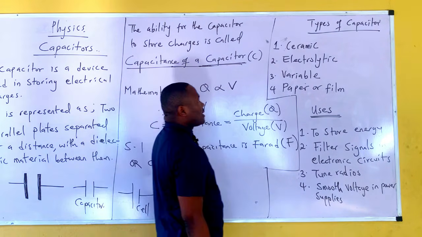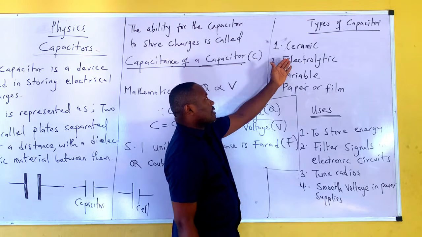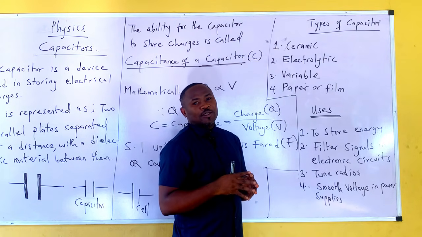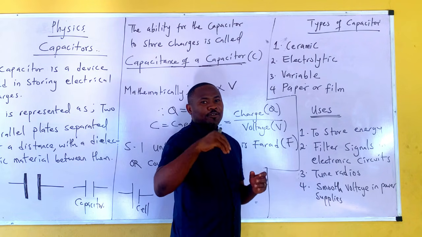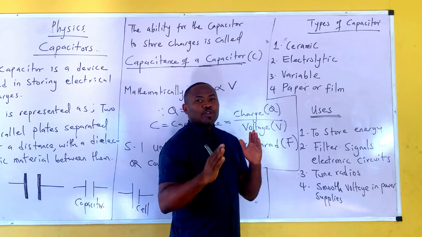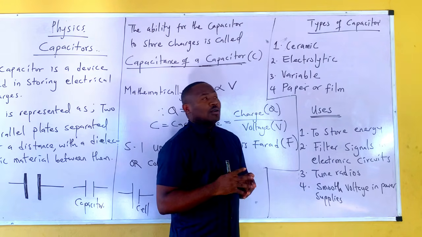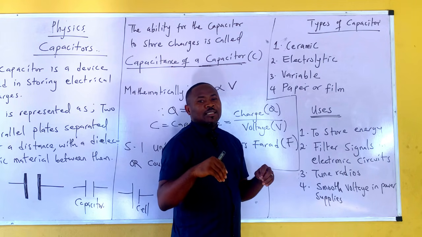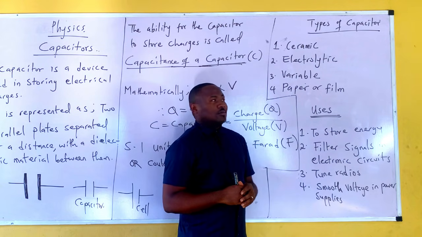What are the types of capacitors? We have different kinds of capacitors. We have, for instance, the ceramic capacitor. The dielectric material in a ceramic capacitor is a ceramic. So in a ceramic capacitor, you have a ceramic material in between the two parallel plates. What about in an electrolytic capacitor? An electrolyte is the dielectric material in an electrolytic capacitor.